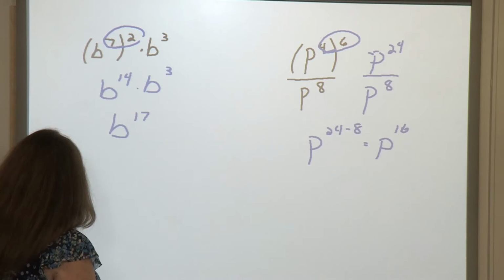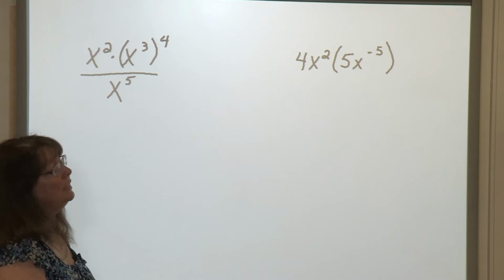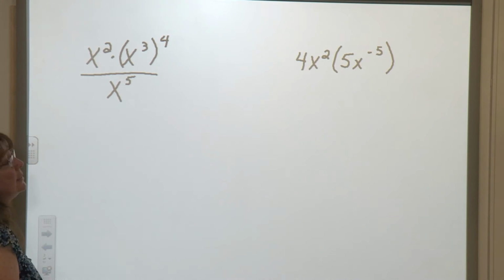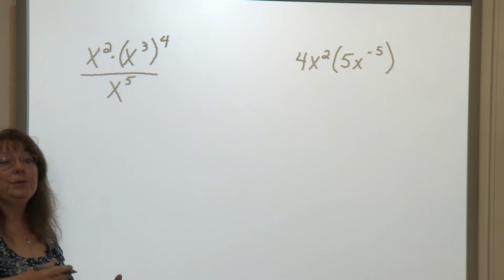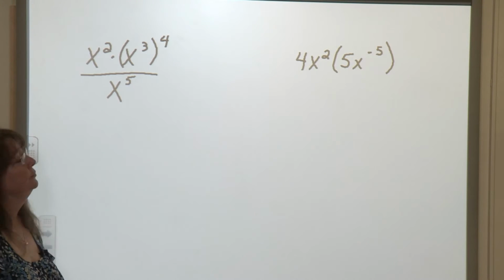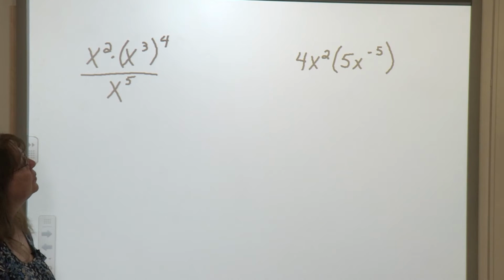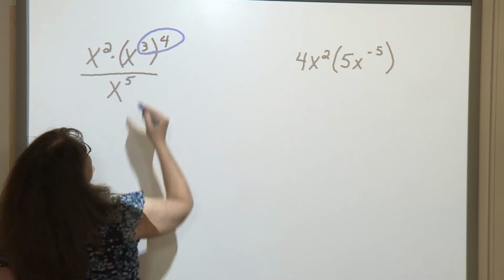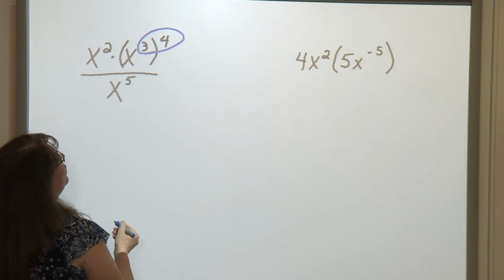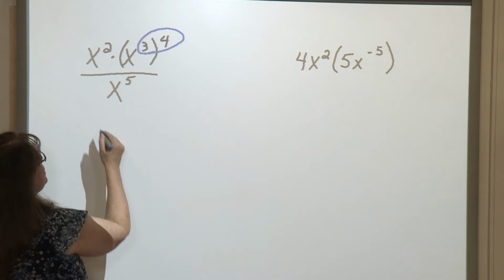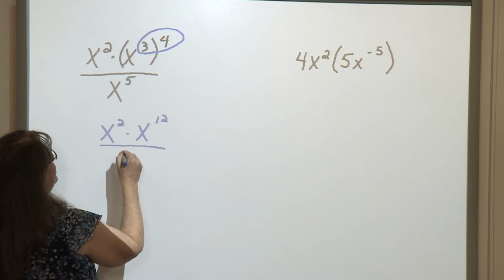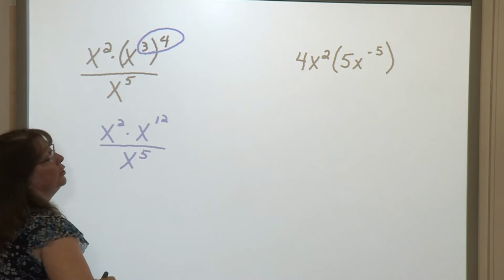Let's look at some more. Here's our next one. You'll notice you see the base x, but we also notice we see it 3 times. For something to be simplified, when you get finished, you will only see the base once. So let's see what we can do to tackle this one. Again, I've got some parentheses, so I'll want to get rid of those first. I'll use the idea of taking a power to a power, and I'll multiply my exponents. So I end up with x squared times x to the 12th over x to the 5th.